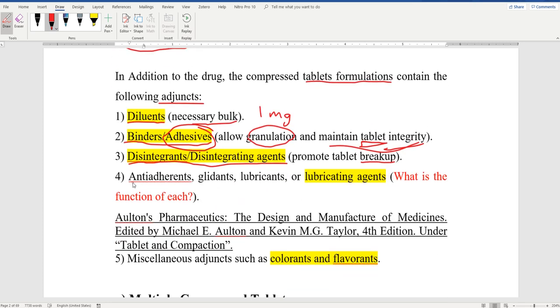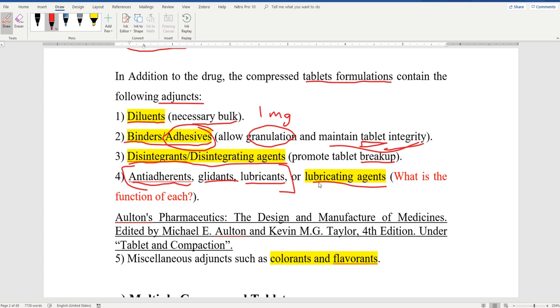Additionally, we need to add anti-adherents, glidants, lubricants. Collectively, they are referred to as lubricating agents. Lubricating agents can be anti-adherent, glidant, and/or lubricants. These materials will allow the tablets to be produced without weight variation and without sticking to the tableting machine.